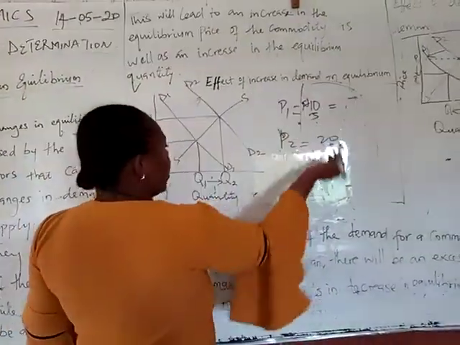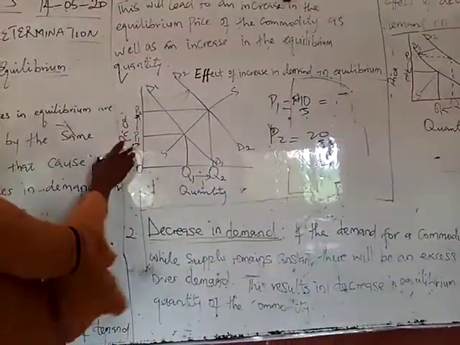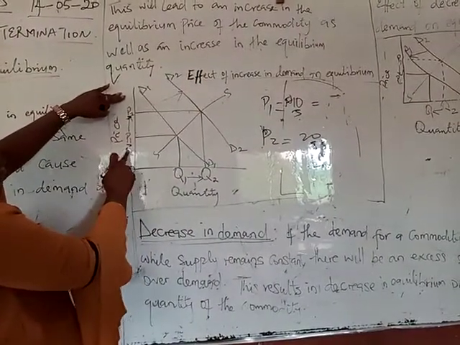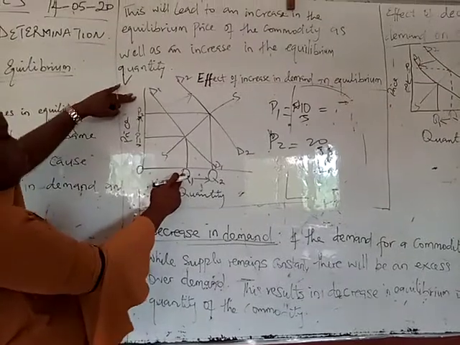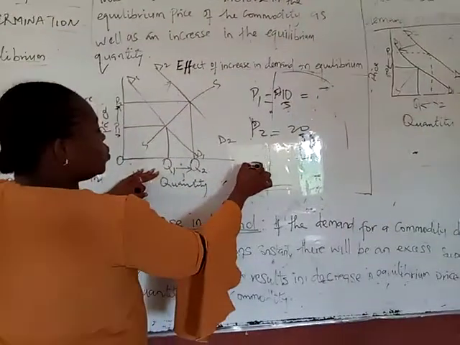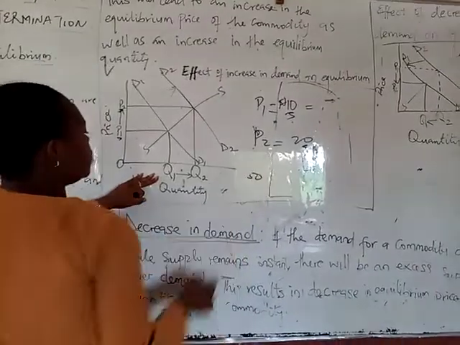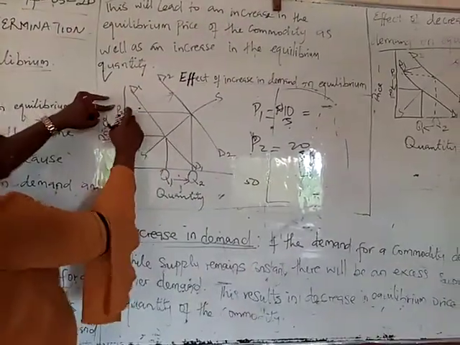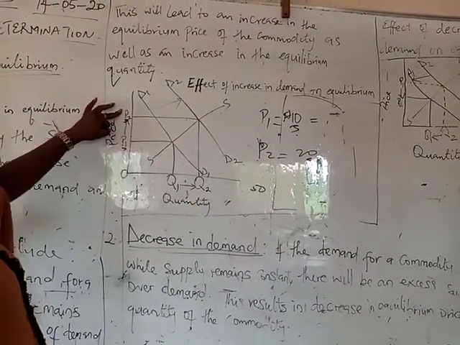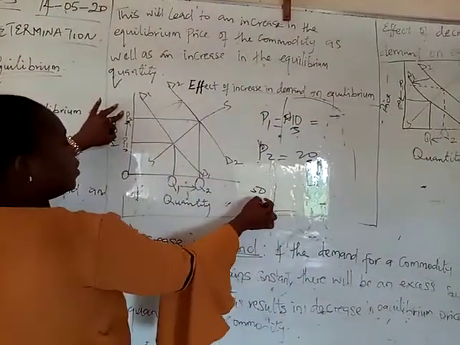So this is P1 and this is P2. When we look at the graph now, we find out that P1 goes to quantity 1. Let us assume that quantity 1 is 50. Then P2, that is this new price, or the price 2, is 50.